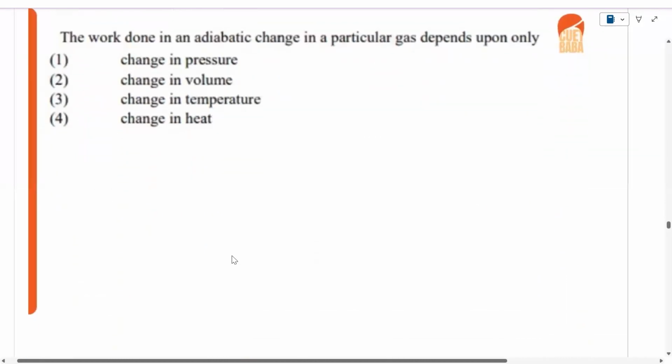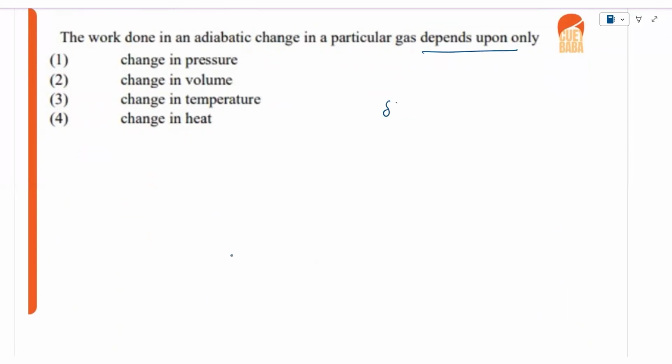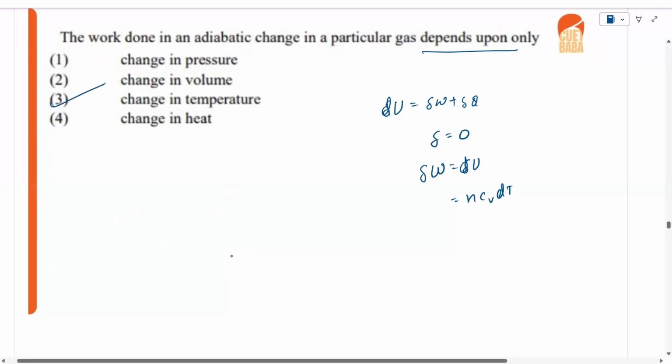The work done in the adiabatic process depends only on, in adiabatic process, using first law. What is the first law of thermodynamics? It is equal to dU is equal to del W plus delta Q, right? So in adiabatic process, delta Q is equal to 0. So work done is equal to change in internal energy, and change in internal energy dU is nothing but n Cv dT, right? So work done is directly proportional to change in the temperature.